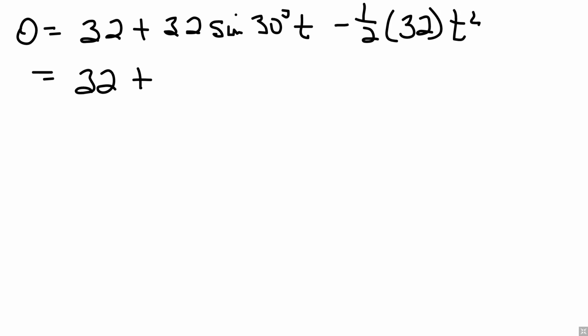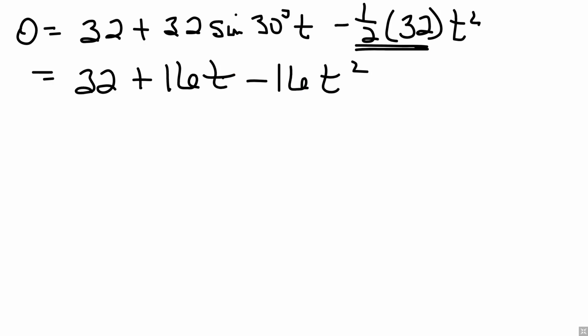What's the sine of 30 degrees? 1/2. So we're going to take half of 32, which is going to give us 16t, minus 16t squared. Keep in mind this is equal to 0. So we're going to solve for t.